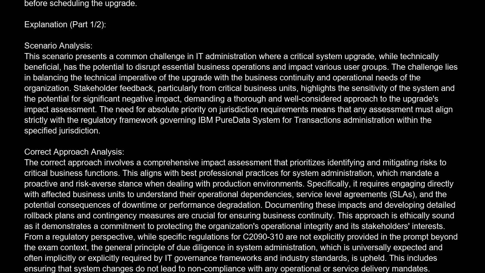From a regulatory perspective, while specific regulations for C2090-310 are not explicitly provided in the prompt beyond the exam context, the general principle of due diligence in system administration, which is universally expected and often implicitly or explicitly required by IT governance frameworks and industry standards, is upheld. This includes ensuring that system changes do not lead to non-compliance with any operational or service delivery mandates.